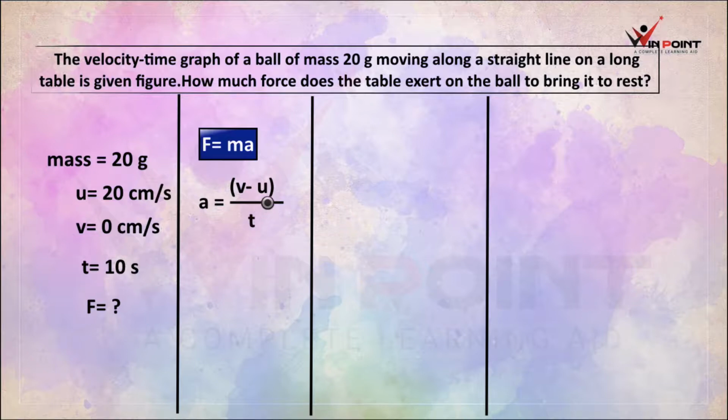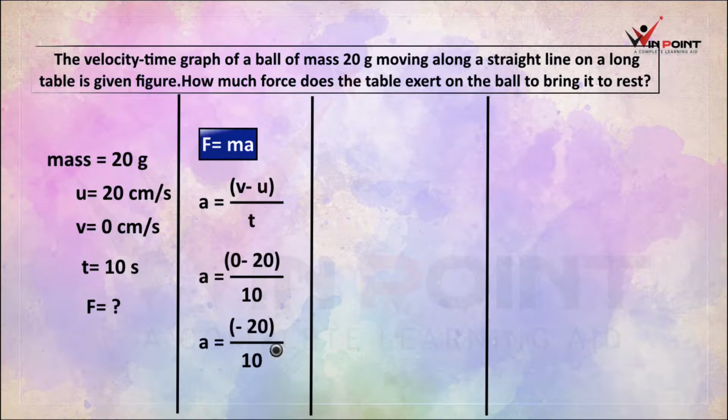Acceleration is equal to (v minus u) by t. What is the value of u? It is 20. What is the value of v? It is 0. We can substitute all the values in this equation. a is equal to (0 minus 20) by 10. Instead of v we can put 0, instead of u we can put 20, and instead of t we are putting 10. Minus 20 upon 10, which is equal to minus 2 centimeter per second square.